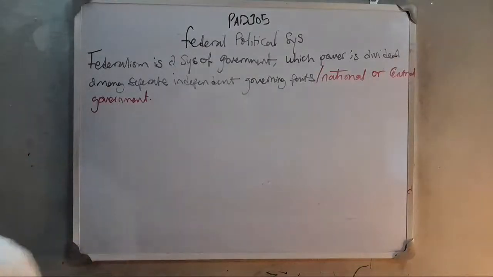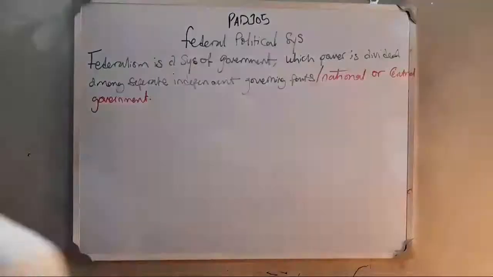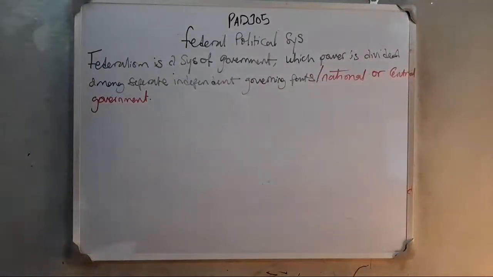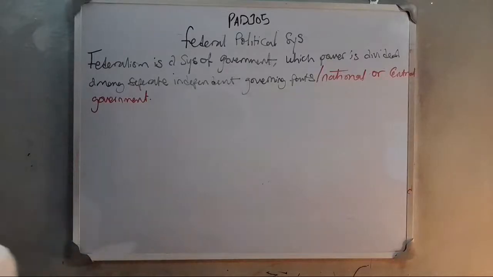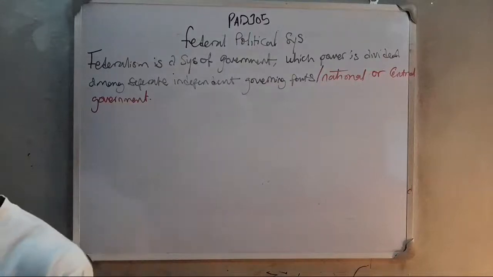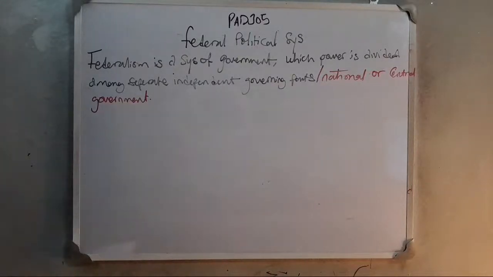So there are factors enhancing the choice of federalism. There are some factors that enhance the choice of federalism as a system of government. Some of these factors are the historical factor. Before a country chooses the option of federalism among other systems of government, certain things are considered.